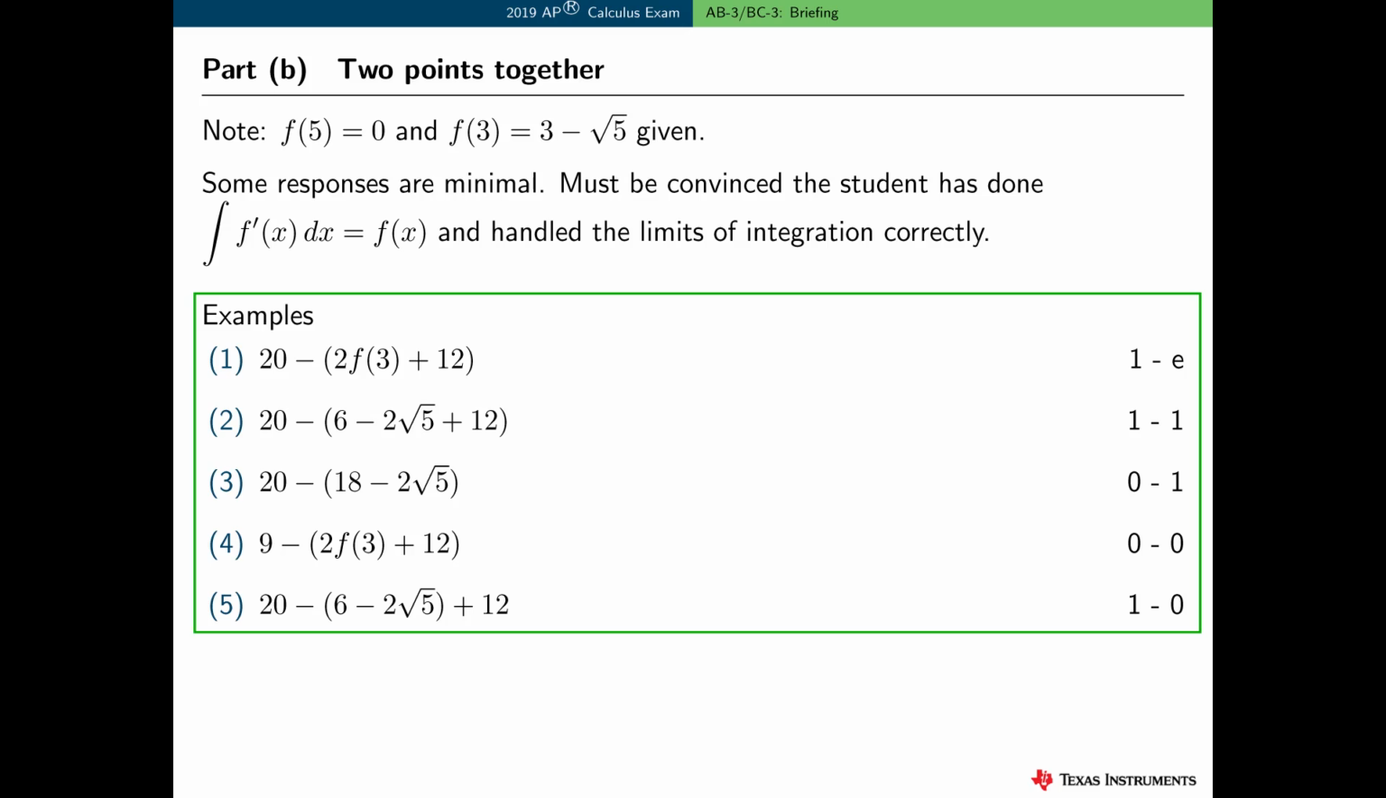In example 3, there isn't enough evidence for the first point, but we will award the answer point. In example 4, there isn't enough evidence for the first point, and they have not earned the answer point. And in example 5, we're convinced the student handled the integral of f prime of x dx and the limits of integration. But there is a parenthesis error here, so this response alone earns 1 0.